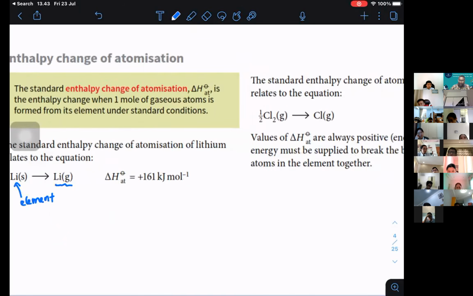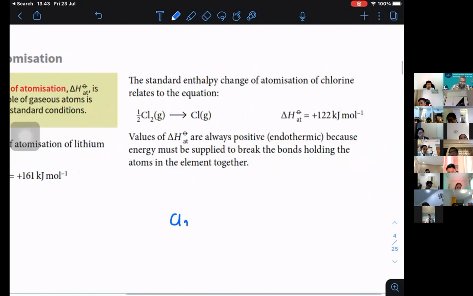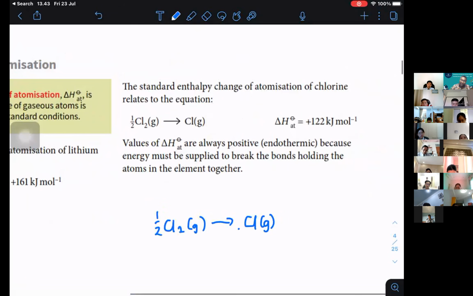Some other examples: if you look at Cl2, we know the element is always in the form of Cl2. For the enthalpy change of atomization, you want 1 atom of Cl in gaseous form. So how do you make sure I don't put 2 over there? You just need to put a half over there, and this is also going to be gas under standard conditions. I also told you, if you have Cl2, Br2 and I2, you need to know this. You already learned group 17. Cl2 is gas at room temperature, Br2 is liquid, and I2 is solid.